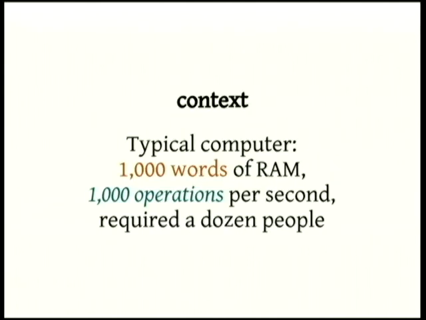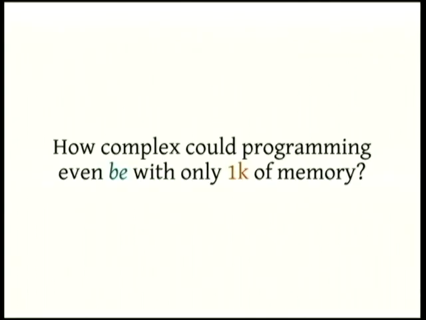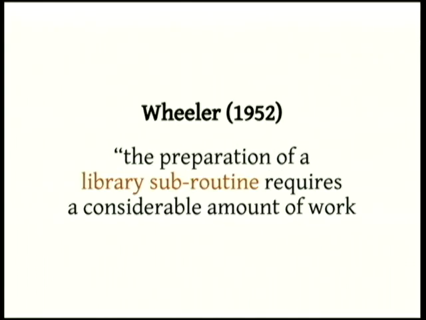And you might wonder, am I really going to pull anything of relevance out of this guy's paper? Because it was a very different world. A typical computer at the time had about 1,000 words of RAM, could do about 1,000 operations per second, and required a dozen people to operate. Could programming a computer with 1,000 words of RAM really be anything like writing code in a modern language today? Well, here's just one example of something that you'll find familiar from this paper. How complex could programming even be with only 1K of memory?